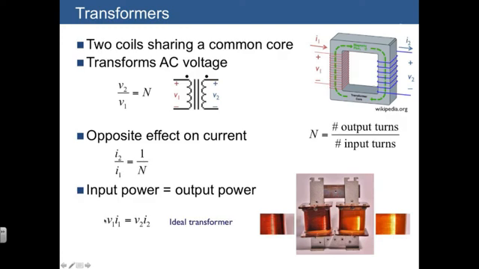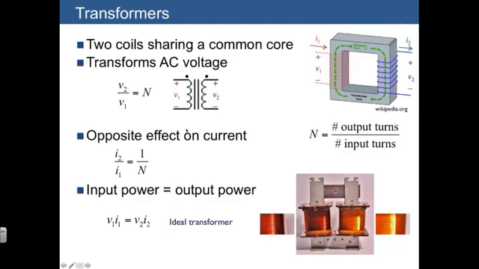If you multiply V1 times I1, you'll find that it's actually necessary for one of these ratios to be N and the other to be 1 over N, because you require the input power to equal the output power. So this makes it possible for V1 I1 to be equal to V2 I2.